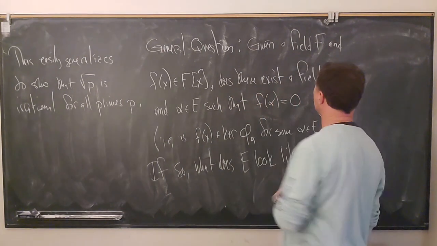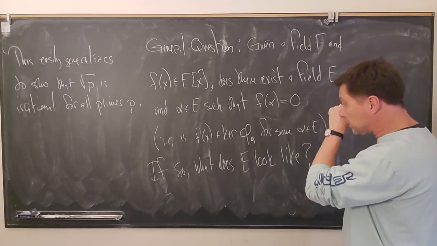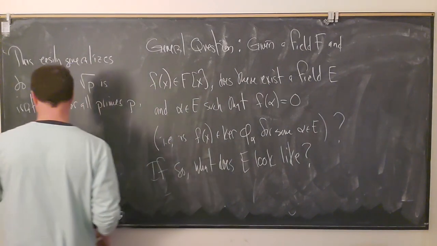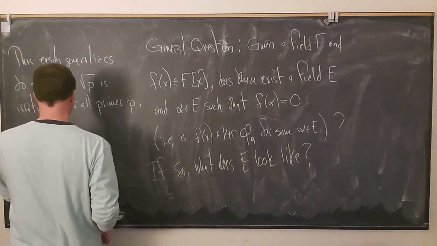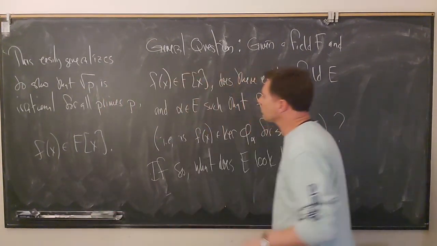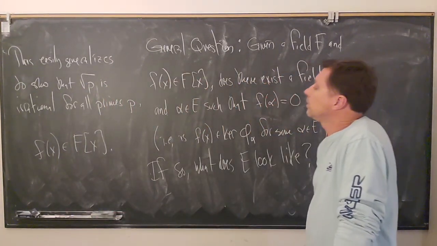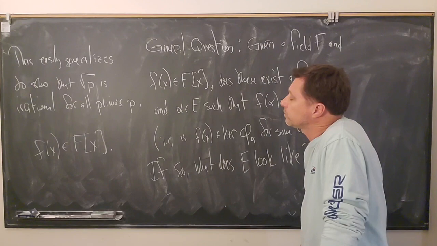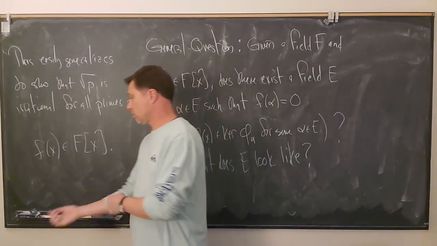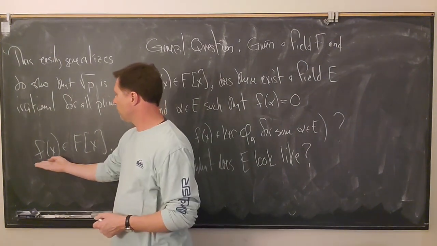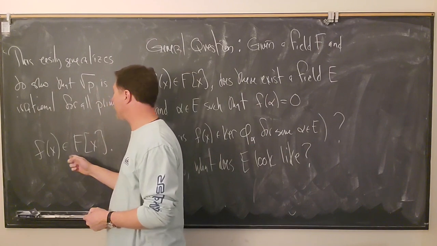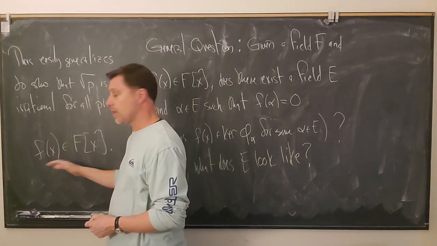So you've got this field and a polynomial f(x) in F[x]. Then the question becomes, maybe there are no roots for the polynomial that live in F. There's no element of the field F that is a root.